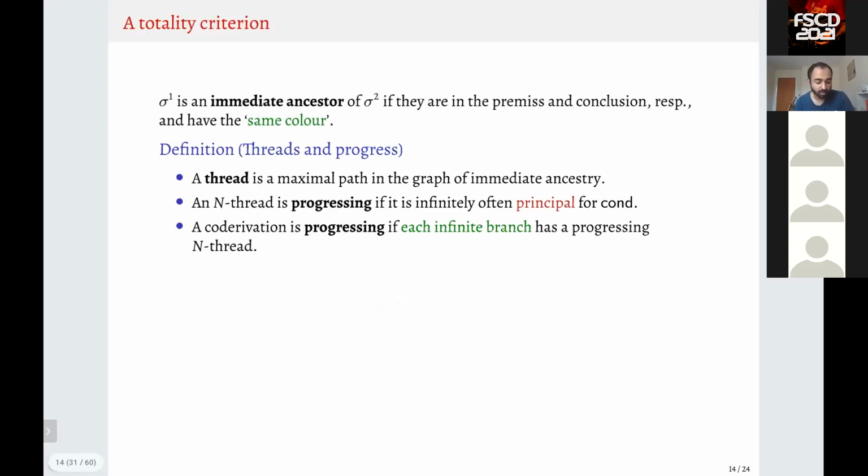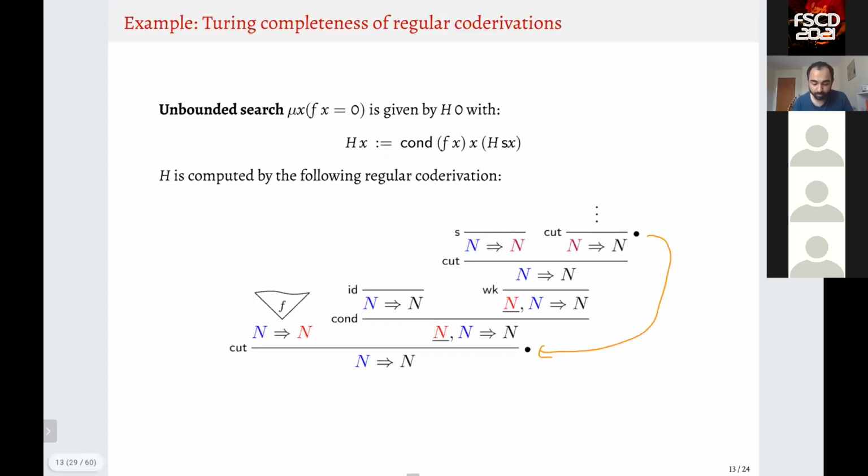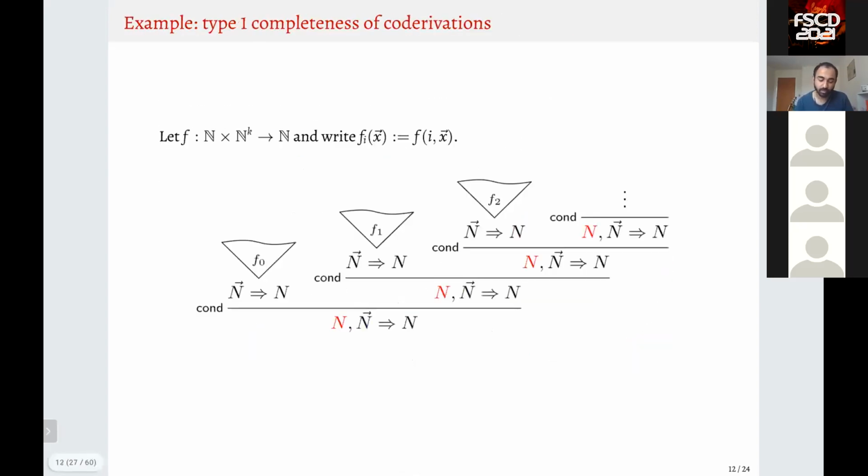And so if you were looking earlier, there were a lot of colors in the derivation. And what we ask for is that we can find in every infinite branch, so in this case, we have only one, a sequence of n's that are related by the colors, that is a principal for a conditional step infinitely often. And the idea is that this guarantees some form of infinite descent.